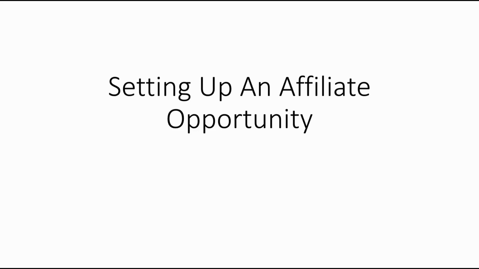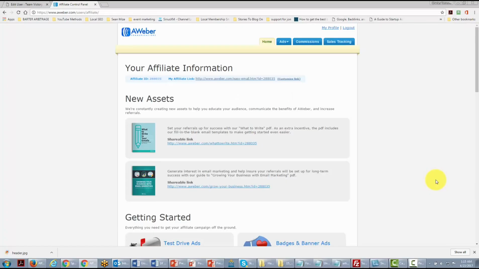Welcome back. Now in this video, we are going to be discussing setting up an affiliate opportunity. You are now looking at the affiliate area for Aweber, an autoresponder company. The reason that we've come to Aweber is because they have several different kinds of ads for their affiliate program. One of the things that you will notice if you go into the ads area is that they have video ads, and they have badges and banner ads.